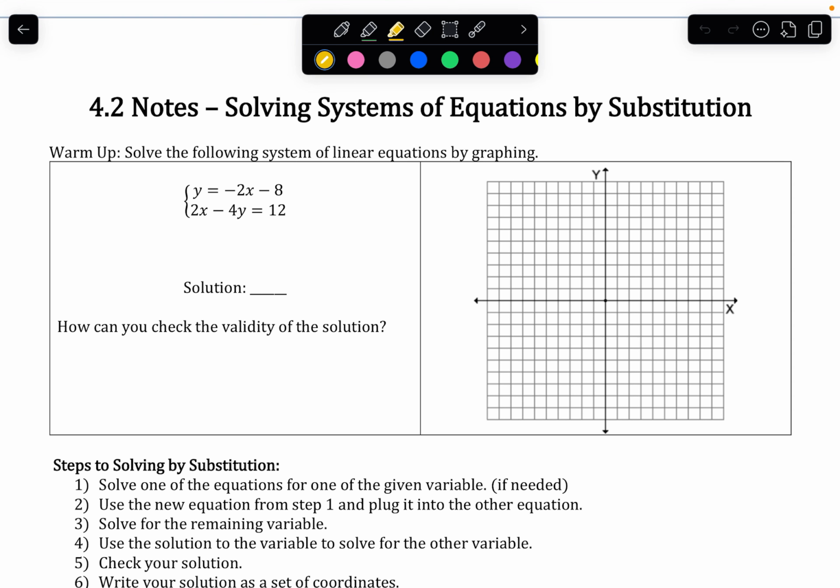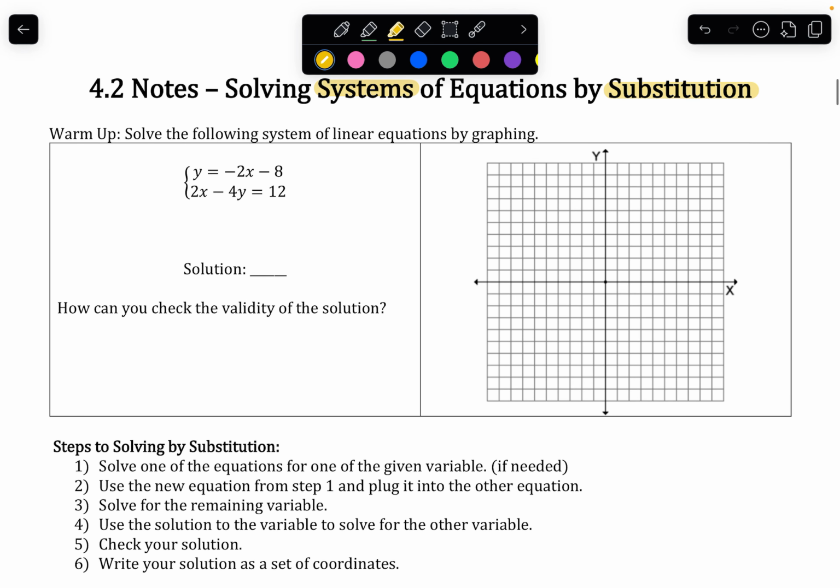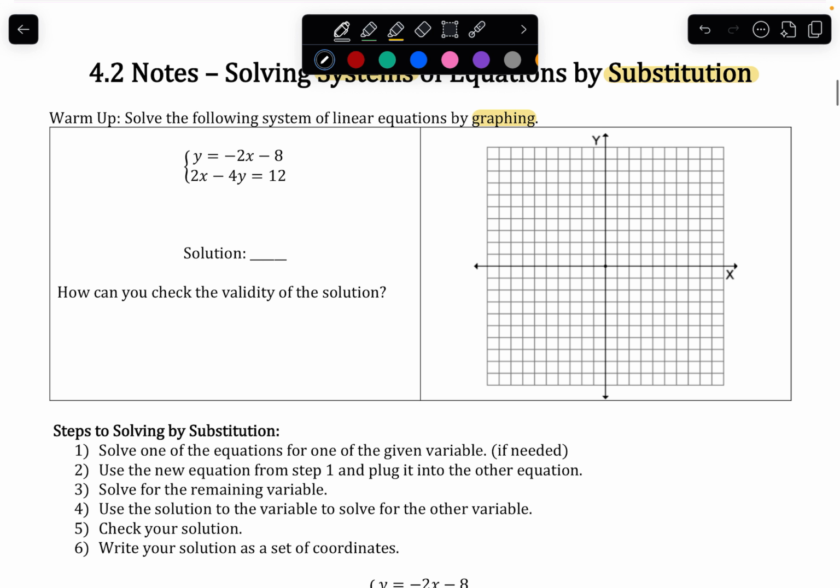All right, today we're going to talk about solving systems by substitution. Remember, systems are just two lines and we're looking for where they intersect. When we solve by graphing, we need both of them in slope-intercept form. Our first equation is in slope-intercept form. I can see that the slope is -2. The y-intercept is -8. So we're starting at -8.